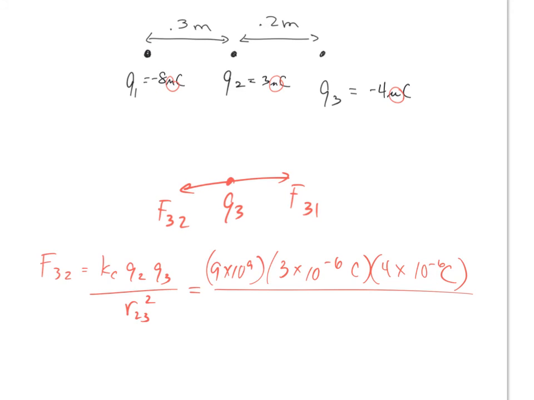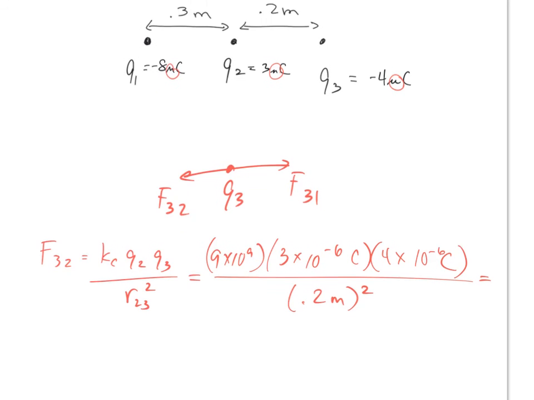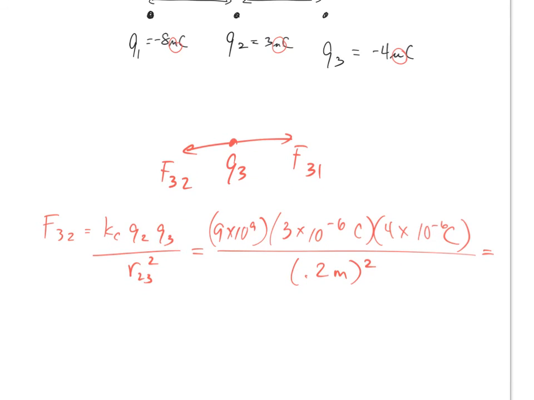Then we take a look at how far apart particle 2 and 3 are. It looks like they're 0.2 meters apart. I'm going to get a number, and I'm going to leave that for a moment. I really don't care what the number is right now.